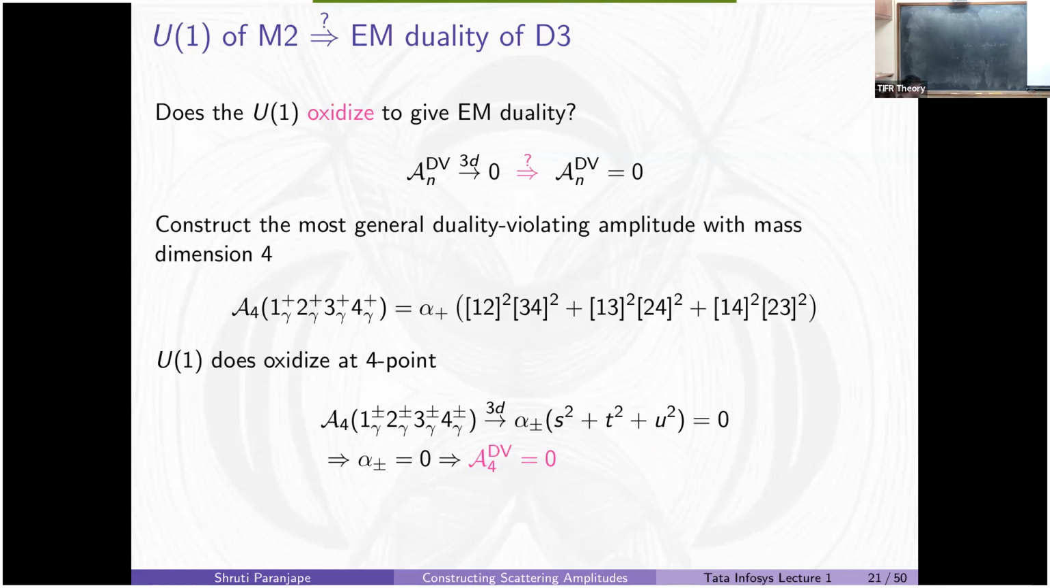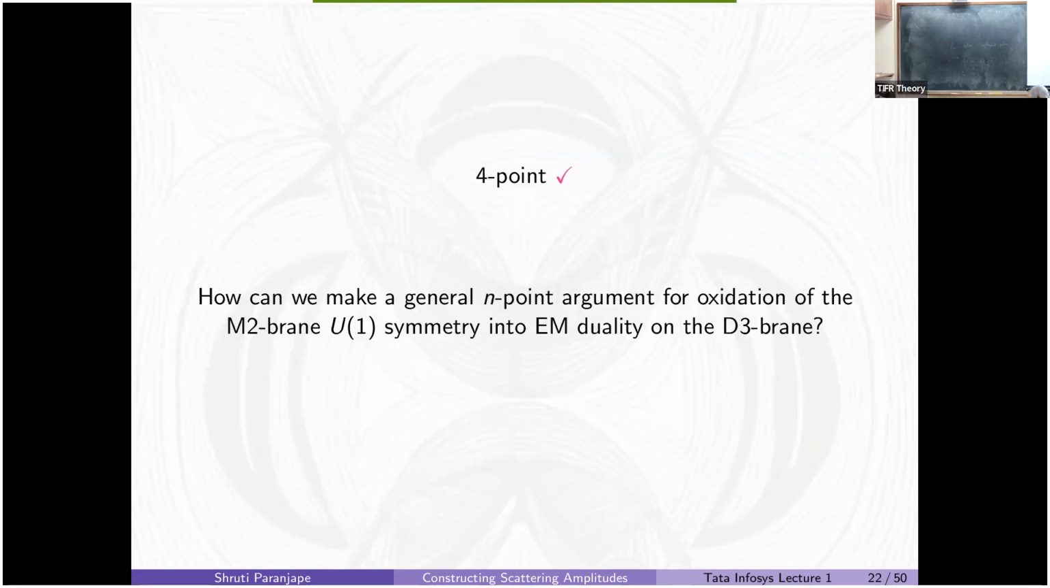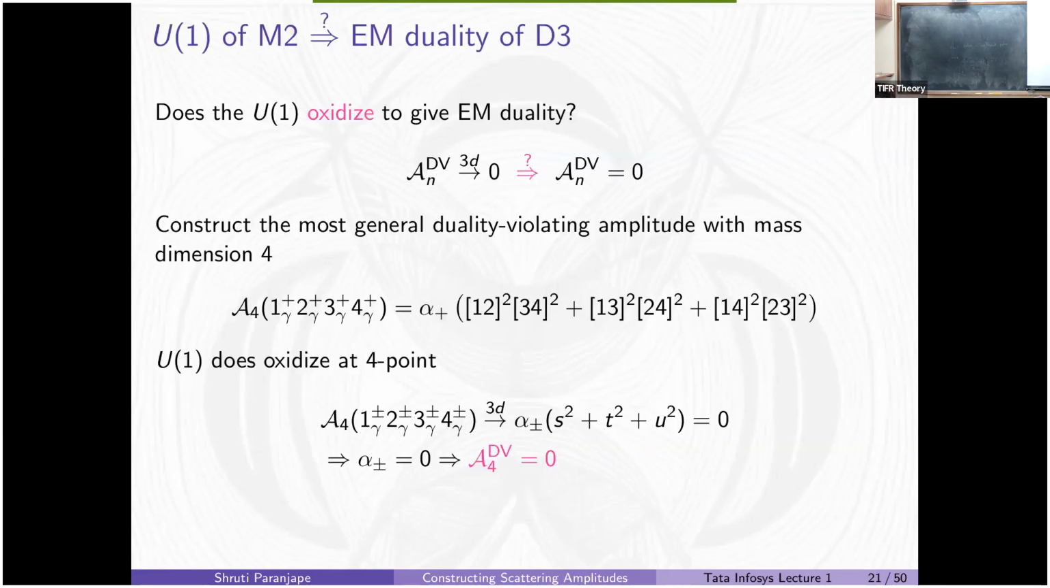At higher points, it will not be true, right? It will be true. So that's good that it will be true, but we'll see how. In 3 dimensions, you just have a theory of two scalars which is symmetric. That's the only constraint. So if I started with something that violates the duality, I'll end up with something that violates the U1 rotation of the 3-dimensional theory.